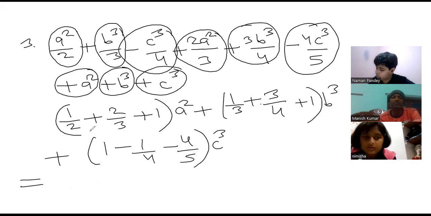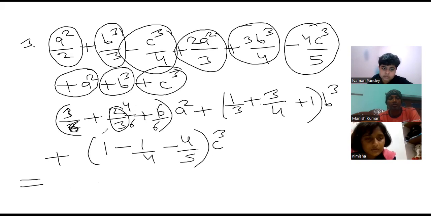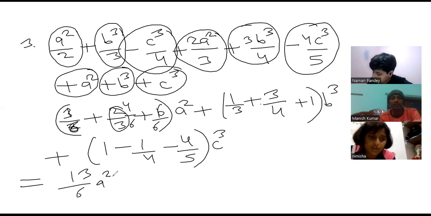Okay. Now the LCM is 6 by 6, isn't it? So this can be written, 1 by 2 can be written as 3 by 6. And 2 by 3 means 4 by 6. Here we will write 4 by 6. Now this can be written as 6 by 6. So 3 plus 4 is 7. 7 plus 6 is 13. 13 by 6 a square. Is this understood, Naman? Yes, sir.